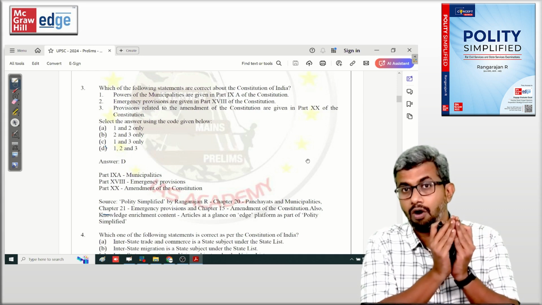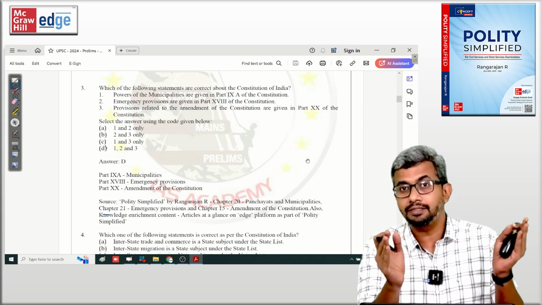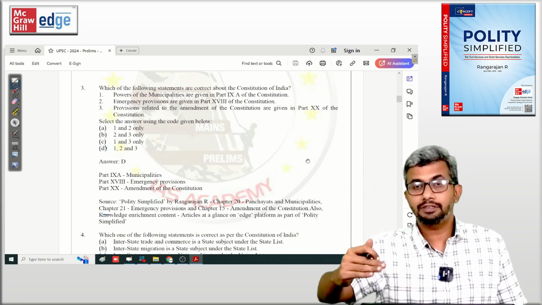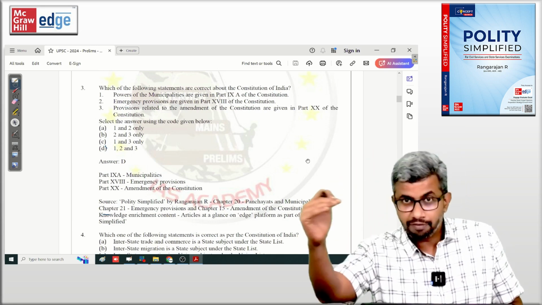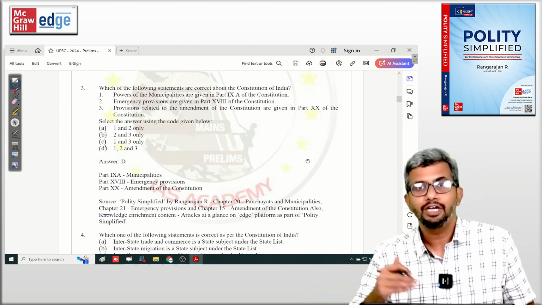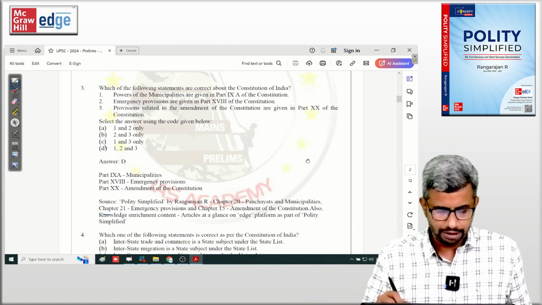There is one online document called Articles and Important Provisions at a Glance, where I would have listed down the article numbers and the part numbers with brief description, 7th schedule entries, 8th schedule list of languages. So that document will also help you answer this question.